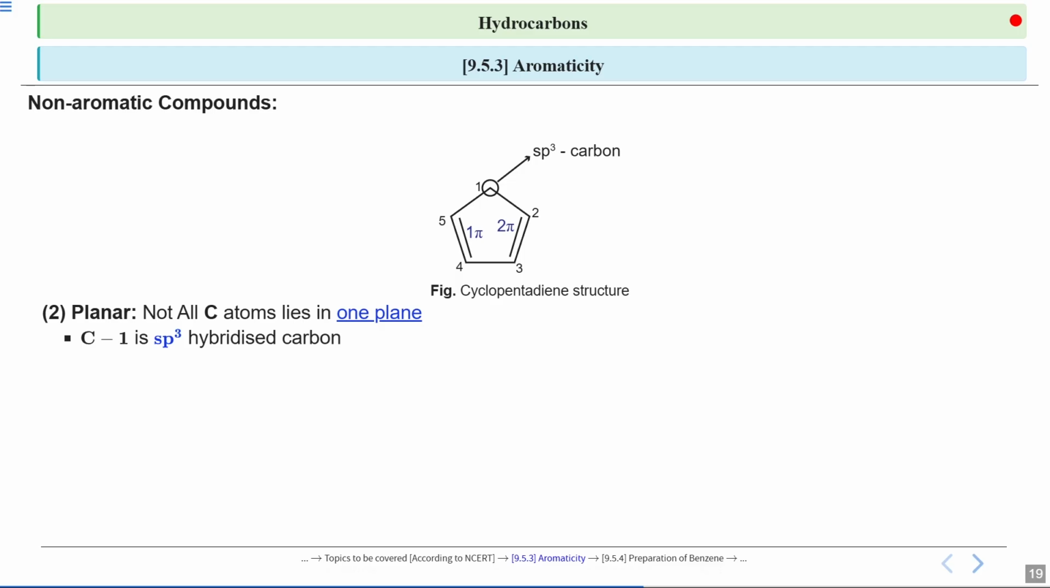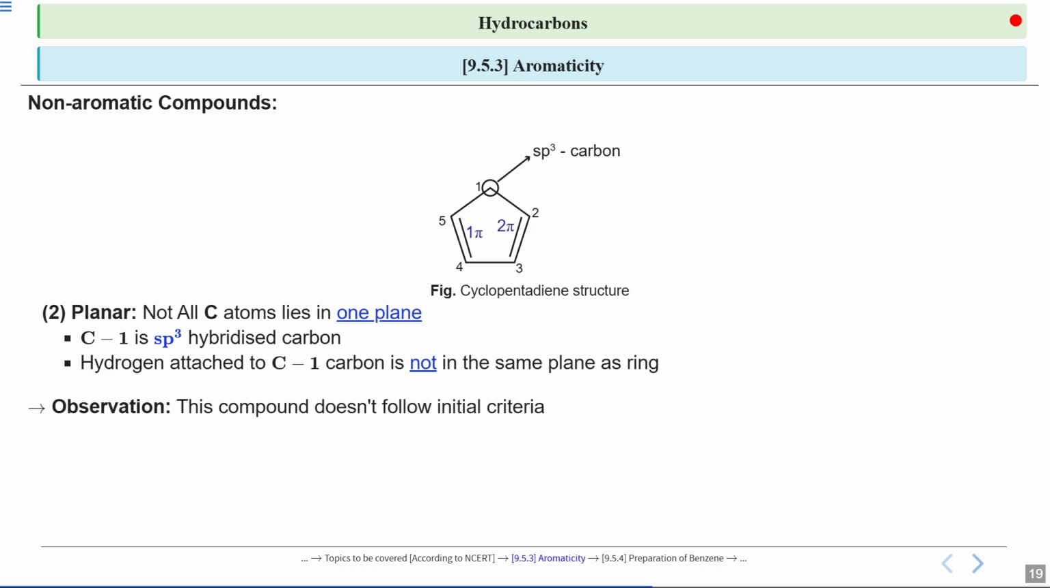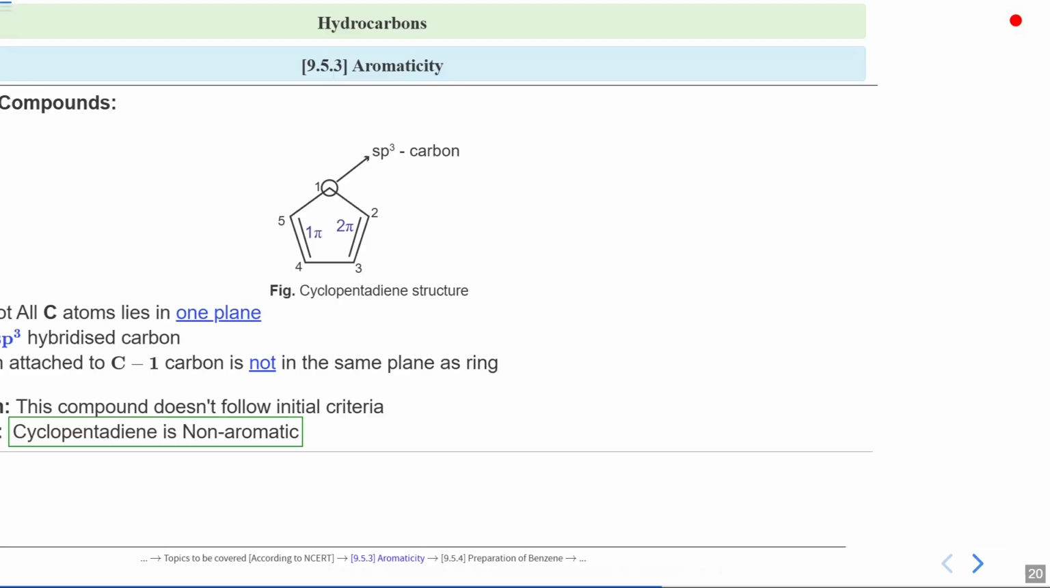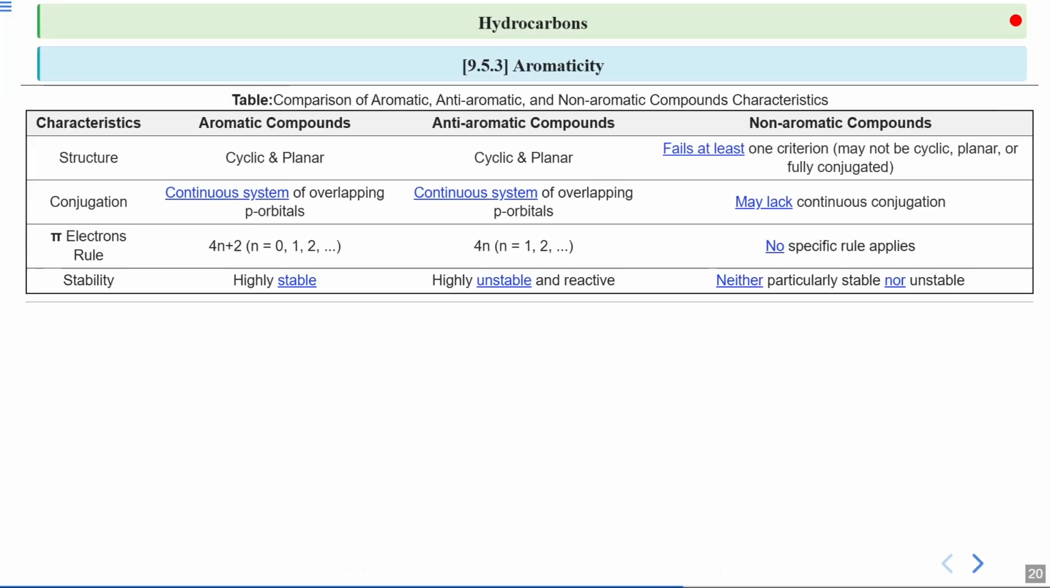And this is the most important criterion for the delocalization of electrons. Therefore, we can say finally that the compound is not following the second criterion, right from the start, and hence it is non-aromatic. So it is forming a ring, but due to the sp3 hybridization, that carbon is not a part of the conjugation in the ring, removing the complete conjugation from the ring and hence making the compound non-aromatic. Now moving on further.